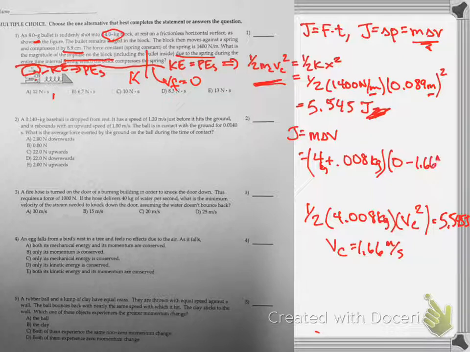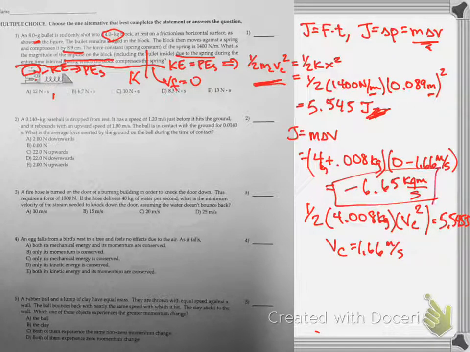I'm going to plug that in back up here, and I'm going to get 4.008 times negative 1.66, and I get negative 6.65 kilogram meter per second. Now they ask for the magnitude, so they don't care about the sign here, and it looks like B is the correct answer. All that negative means is the impulse acted in the opposite direction of the block, which makes sense. It slowed the block down.